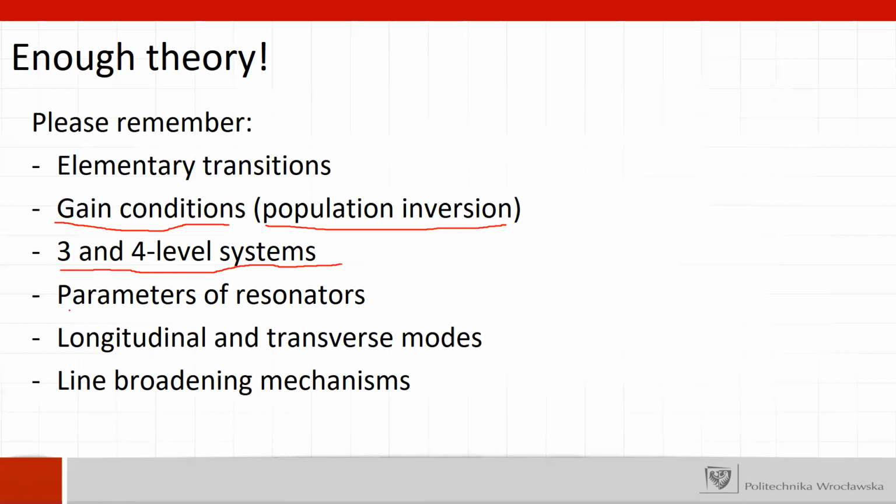We also described the fundamental parameters of optical resonators. So you should be able to draw a schematic of a Fabry-Perot resonator and write down its fundamental parameters, and distinguish what the longitudinal and transverse modes are. And what does it mean that the laser is single mode or multimode? And also the thing I mentioned last time, the line broadening mechanisms.